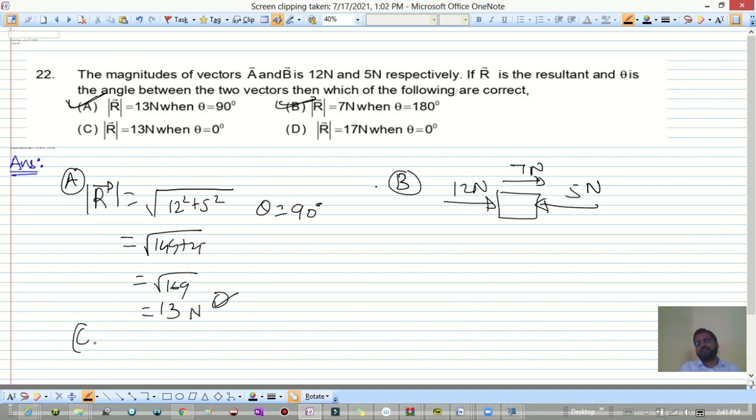Third one now, R bar is equal to 30 Newton when theta is equal to 0. No, the magnitude of R bar must be equal to 12 plus 5, that is 17 Newton when theta is equal to 0 degrees. And yes, the 7 Newton is for theta equal to 180 degrees. B is correct, but C is wrong. Likewise, R is 17, just now we have calculated, and so D is the correct one. So A, B, D is the correct answer for this 22nd question.